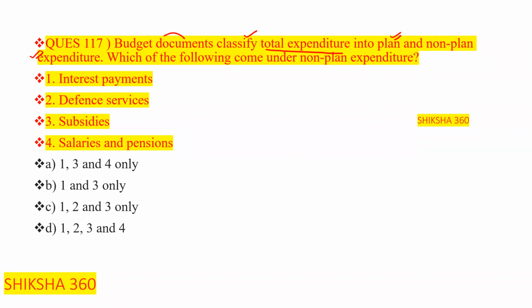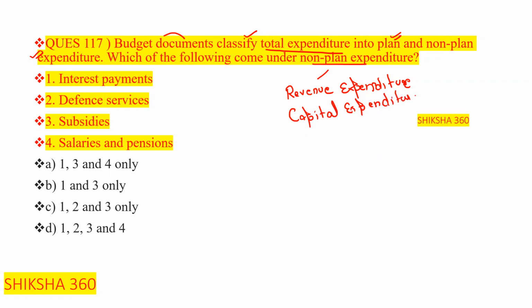First of all, we have to know that under the non-plan expenditure we have two things. First one is the revenue expenditure, and second one is the capital expenditure.